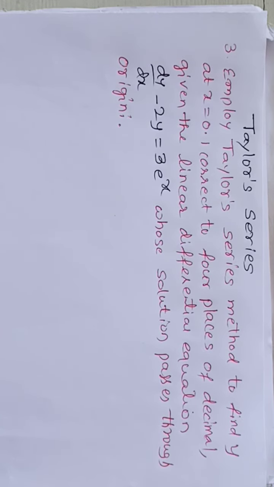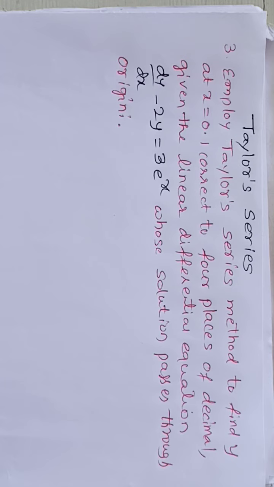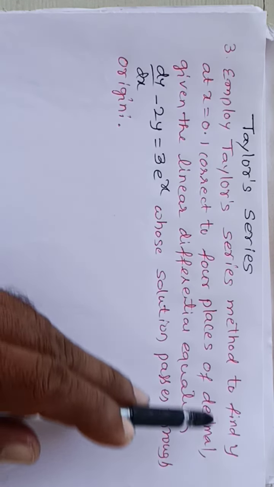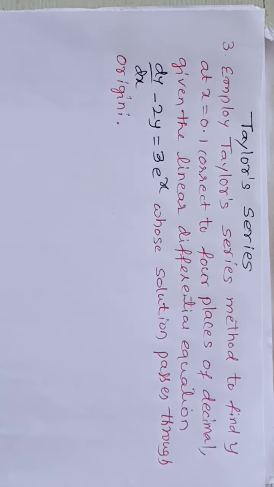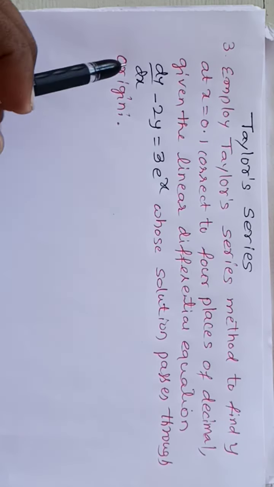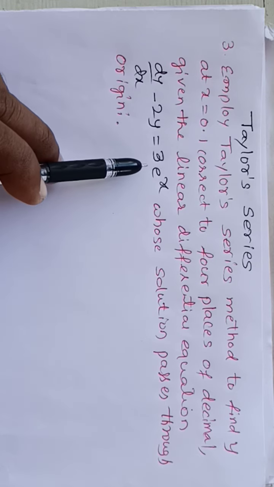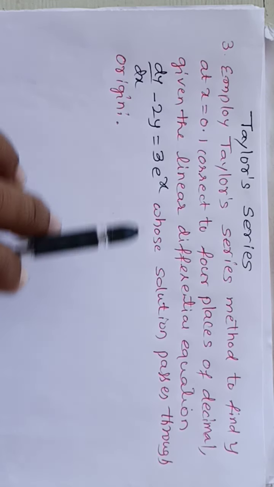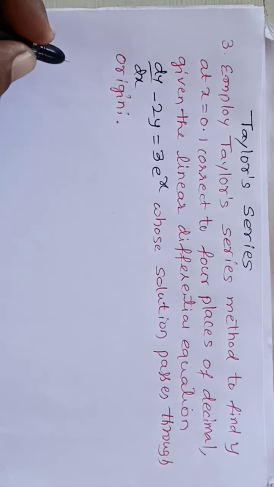This is session number 42, Taylor series for third semester BE students. So we are moving to problem number 3. Employ Taylor series method to find y at x equals 0.1 correct to 4 places of decimal, given the linear differential equation dy by dx minus 2y is equals to 3 into e raised to x, whose solution passes through origin. So problem number 3.